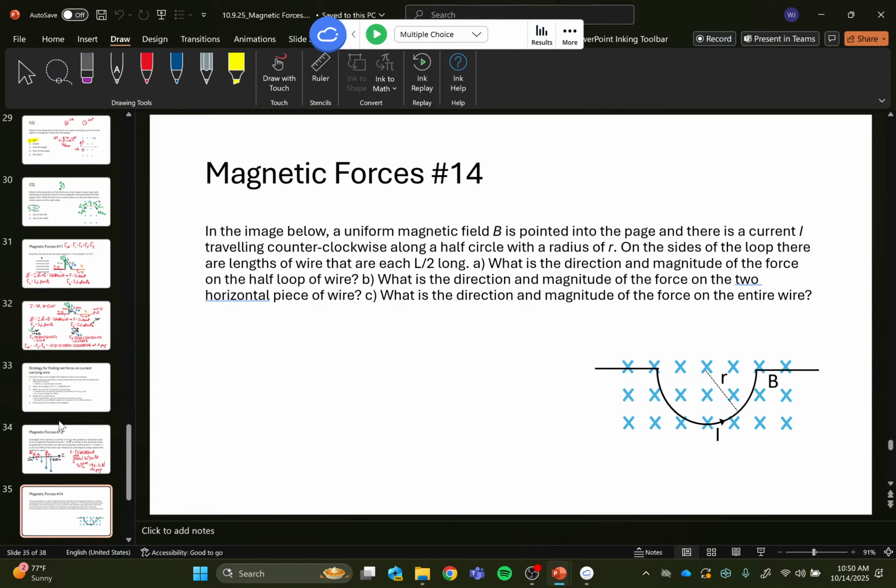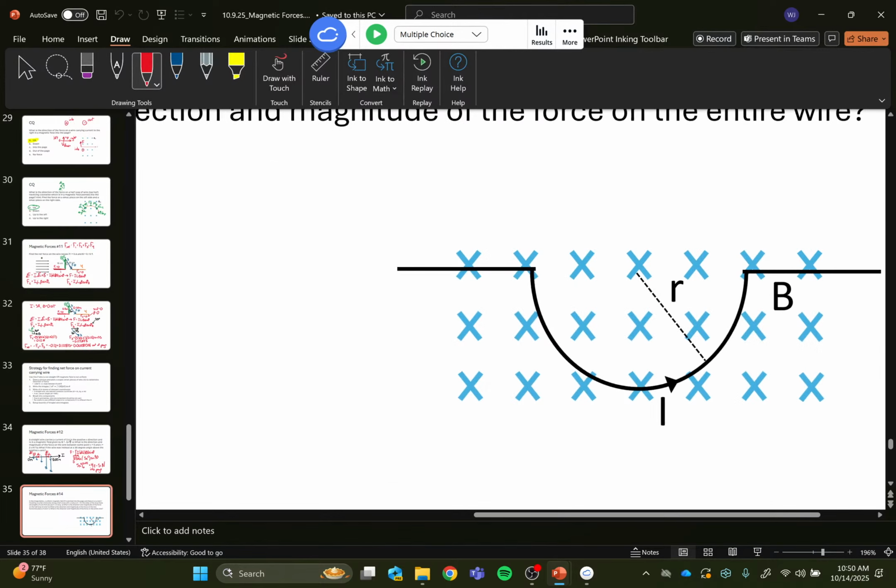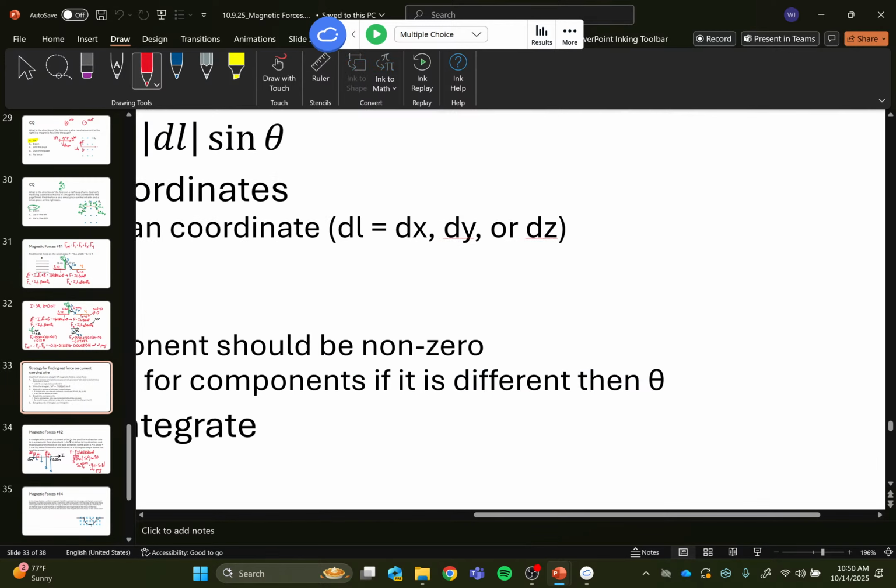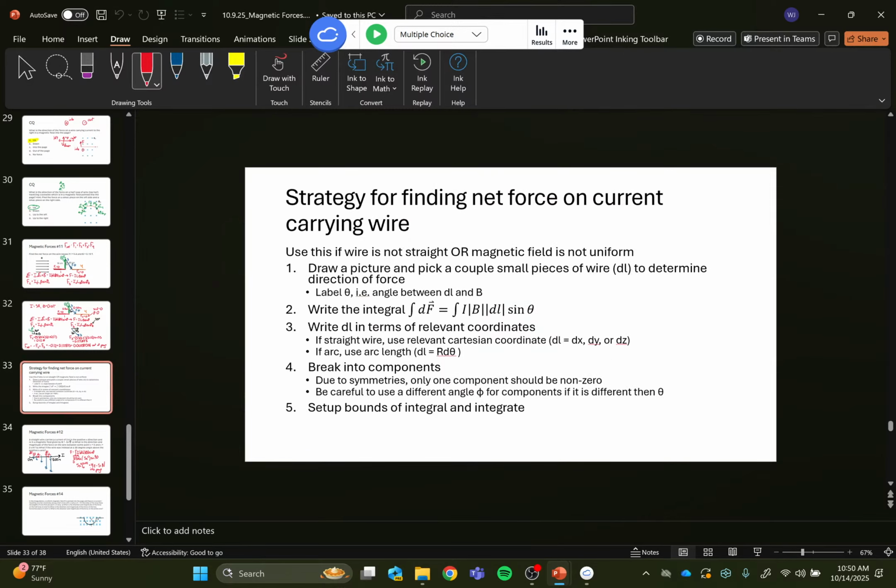The reason it's broken into pieces is that if we find the force on each piece, we can just add them together, assuming the forces are parallel or anti-parallel. So, let's look at this half loop here. Anytime you do these problems, the first step, again, every step I'll say is part of this process: first step, draw a picture. Pick a couple pieces of wire to find the direction of force. Then we write the integral.